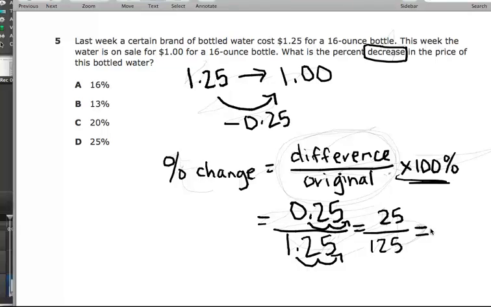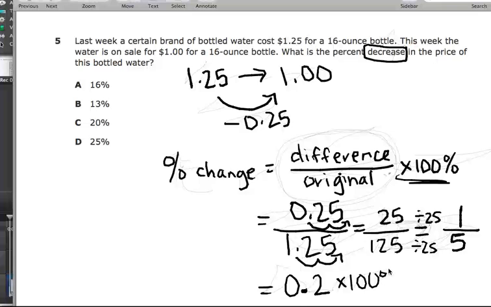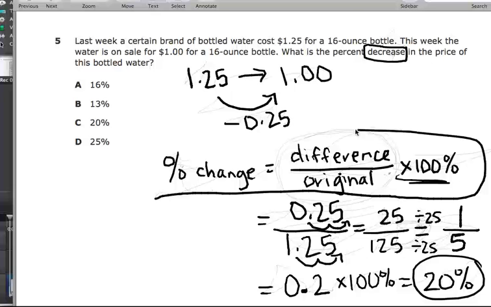But what I have here, I can just reduce it by 25 cents. Or, because I like to think in terms of money, it helps me divide easier. So 25 divided by 25, I get 1. 125 divided by 25, I get 5. So 1 divided by 5, again, is 0.2. That's my benchmark fraction. And I multiply that by 100% to change it to 20%. I still get the same answer regardless. So in this second method right here, I use this equation. The percent change is equal to the difference divided by the original and multiplied by 100% to change it to a percent.